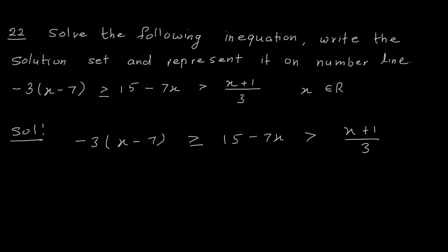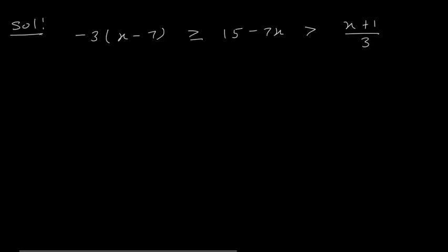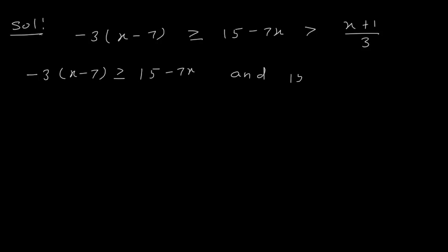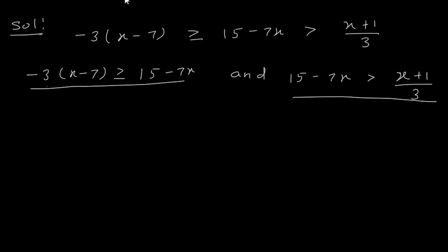Now here you see everywhere we have x, so we cannot solve it in one go, we have to split it. So we will divide it into two inequations. We will say minus 3 into x minus 7 is greater than or equal to 15 minus 7x, and this 15 minus 7x is greater than x plus 1 upon 3. So we split in two separate inequations.